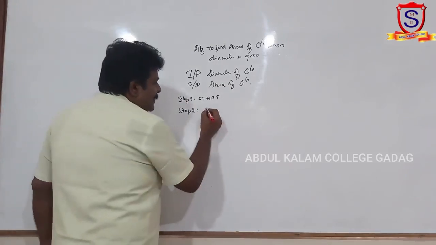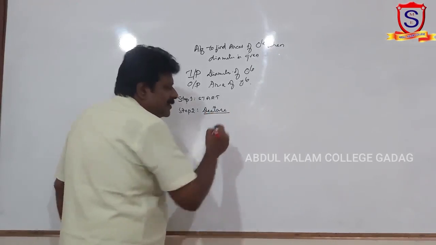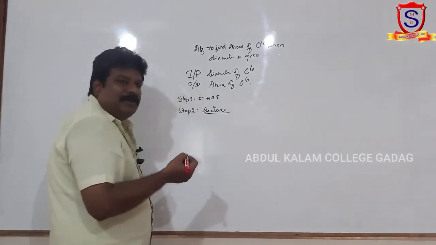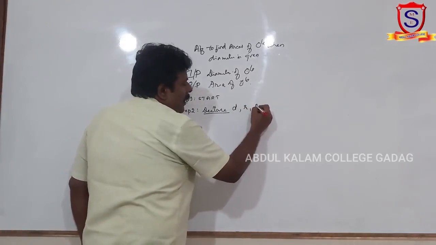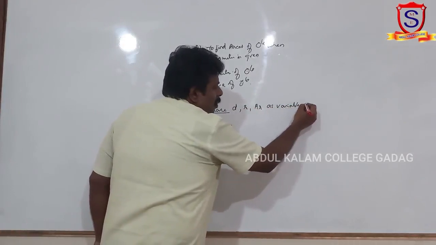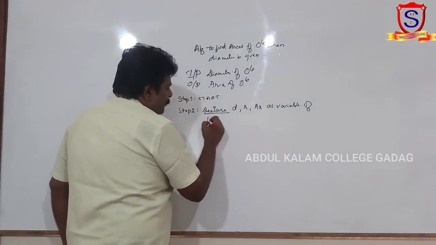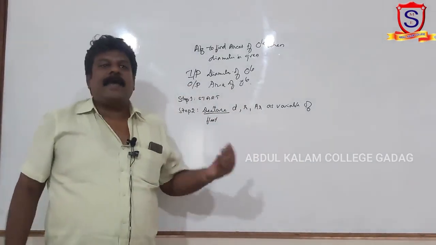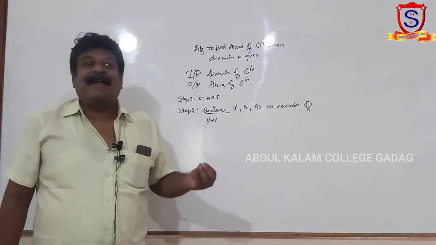So step number 2, I say declare. Here you should think that this declare is an instruction. So declare, we should name the variables. I will say d, small letter d, comma r, comma ar as variables of integer type. Or let's take float type. Do you know why I have taken float type? Because we may get the values in terms of real values.